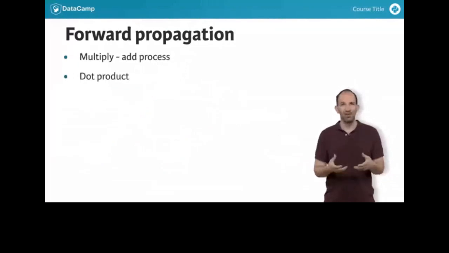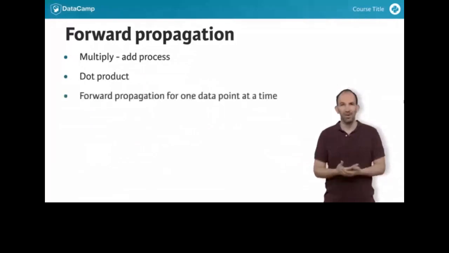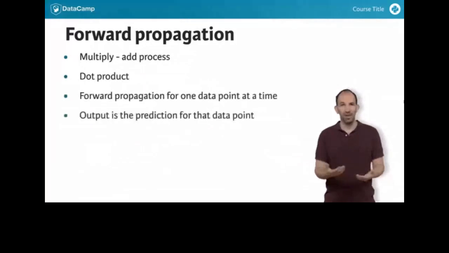This was forward propagation for a single data point. In general, we do forward propagation for one data point at a time. That value in the last layer is the model's prediction for that data point. Okay, I hope that made it a little clear.